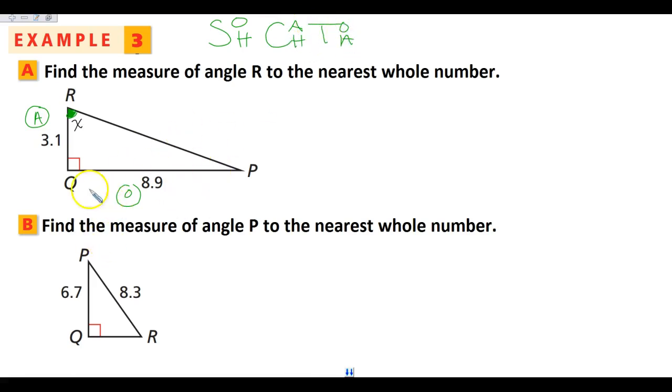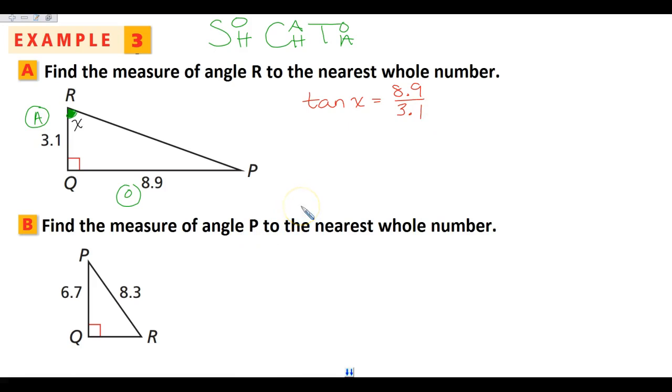Opposite and adjacent is going to be my tangent function. So I'm going to do the tangent of X is equal to my opposite side, which is 8.9, over my adjacent side, which is 3.1.